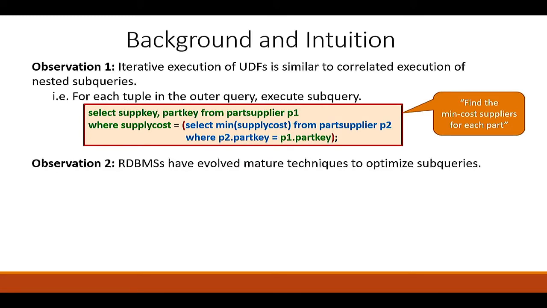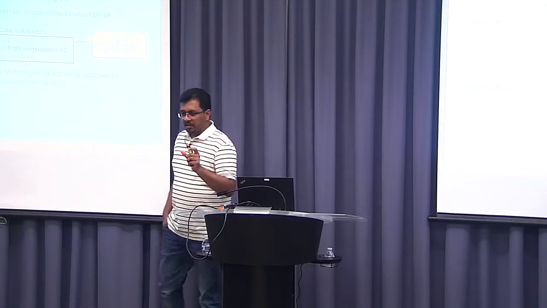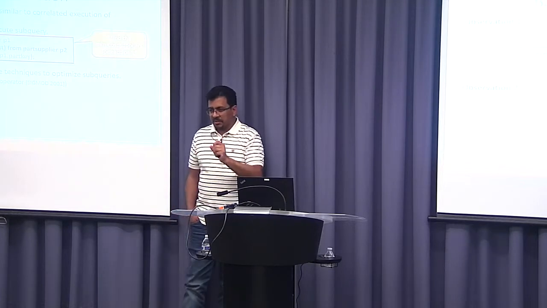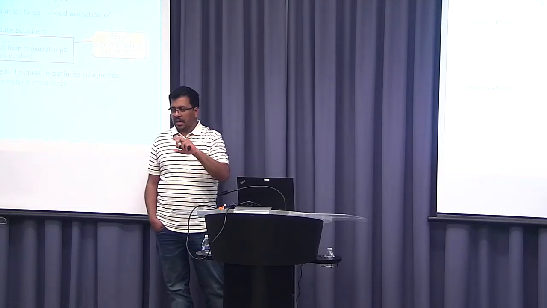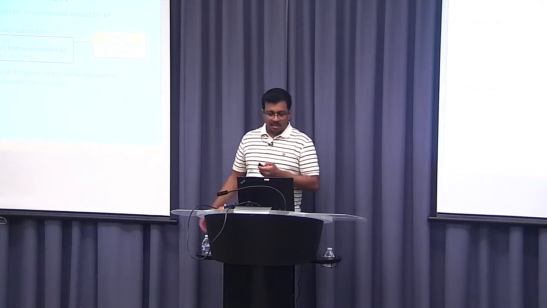So databases have evolved mature techniques to optimize subqueries. This is a well-studied topic in literature as well as in practice. All the mature databases have a good subquery optimization strategy in them. And to give an example of SQL Server, correlated subqueries in SQL Server are modeled using what is called the apply operator, which was introduced in 2001 specifically for this purpose, to model subqueries in an algebraic form as a relational algebra operator itself.